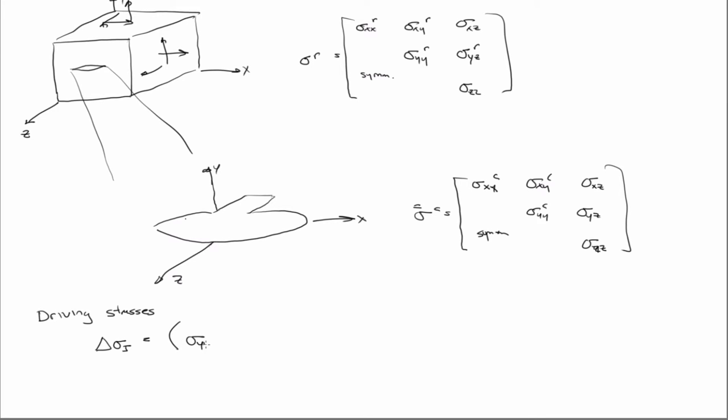So the opening mode then is going to be sigma yy remote minus sigma yy on the crack. The shear mode will be sigma xy remote minus sigma xy on the crack. And the tearing mode will be sigma xz remote minus sigma xz on the crack, like that. So this is just the definition of our driving stresses. And again, this is the tensorial form of our net pressure that we've been talking about.